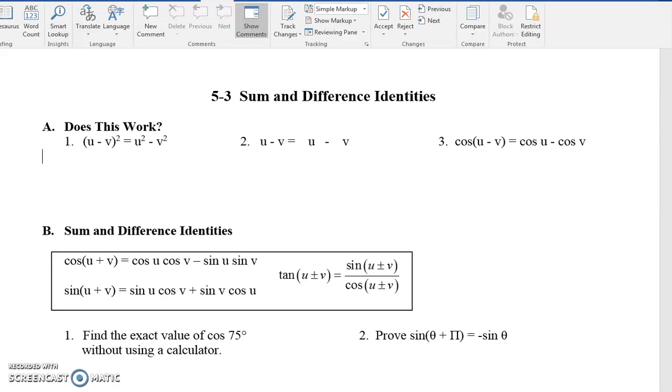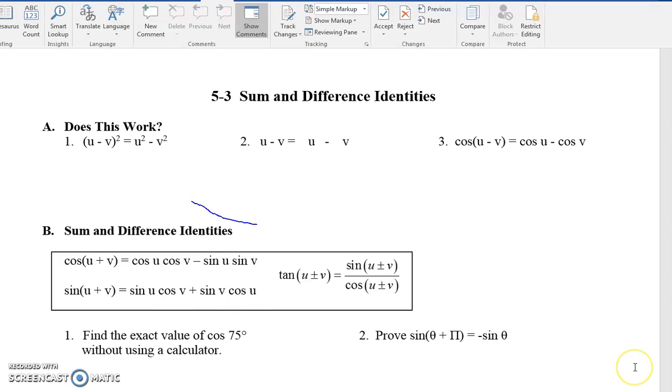Welcome to the first video in Chapter 5, Section 3. We're going to look at how we add or subtract things within a trig idea. And so to begin this video, let's just look at some typical ways that we might add or subtract things inside of other functions. Some things that we hopefully are fairly familiar with.